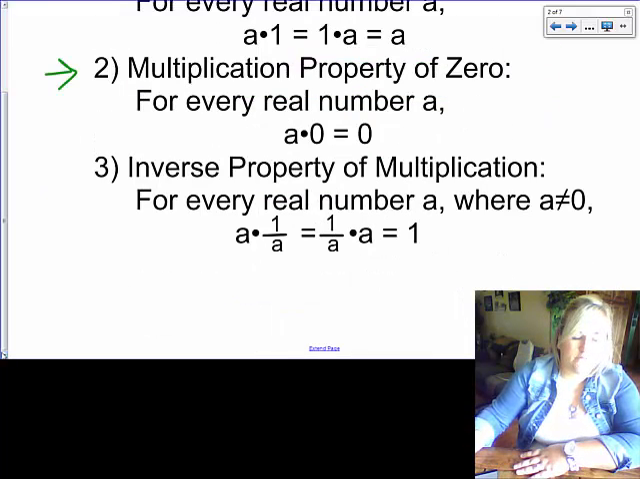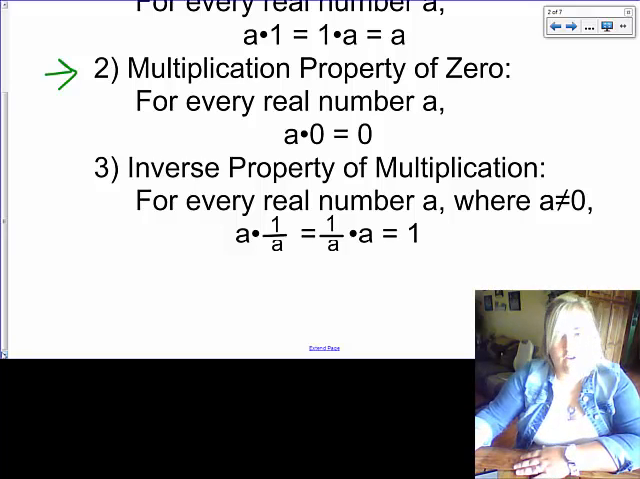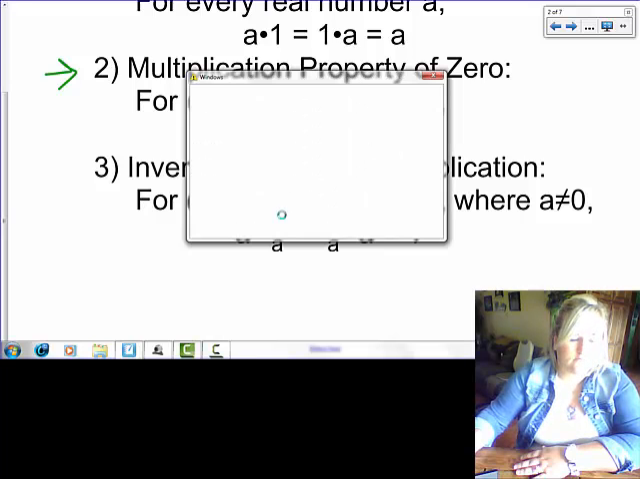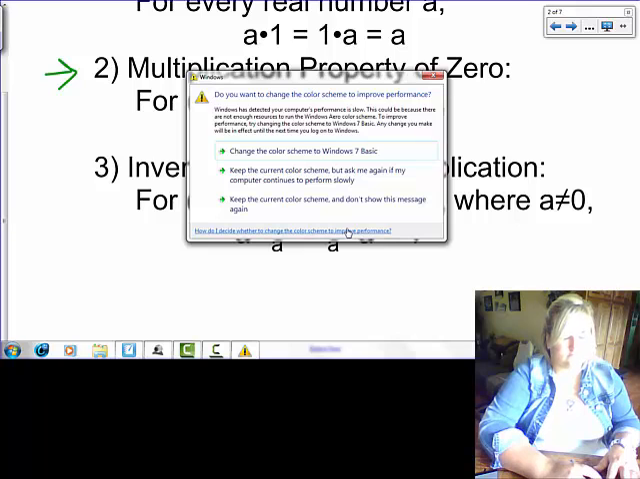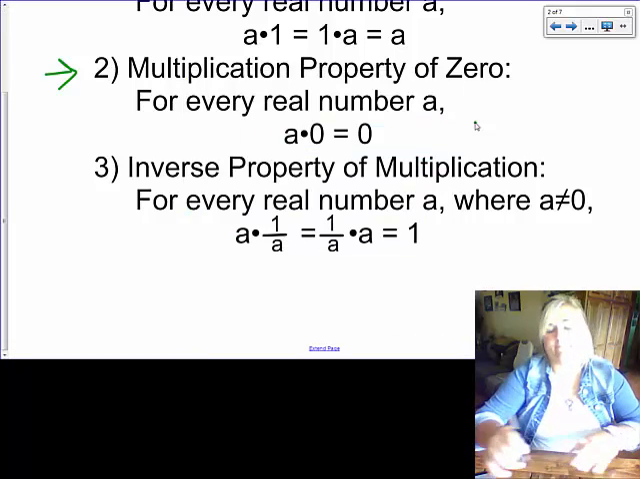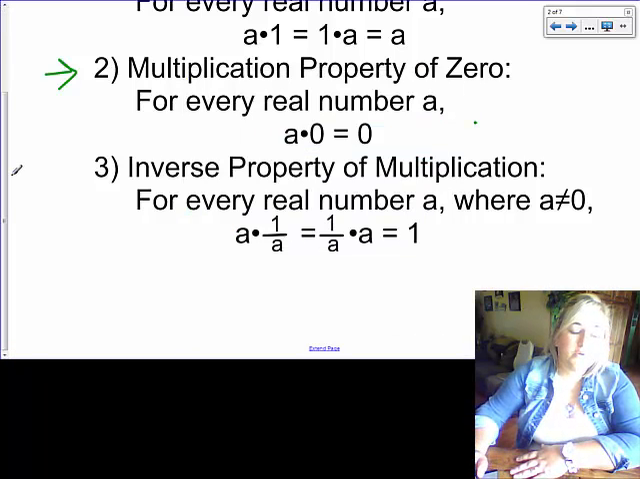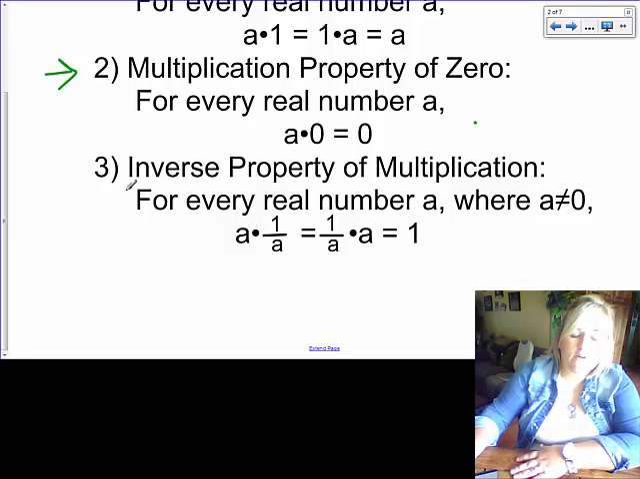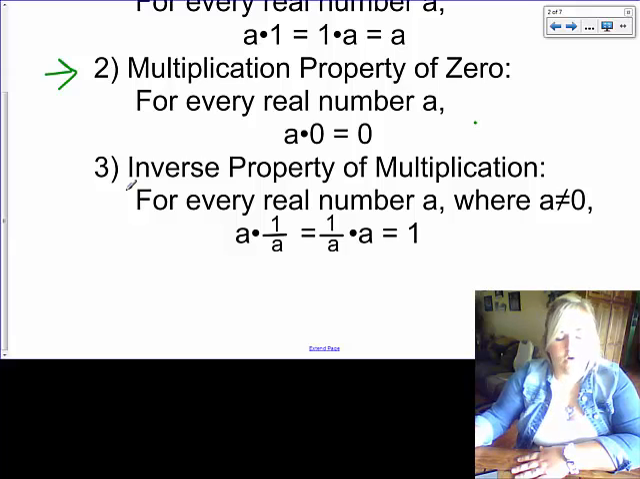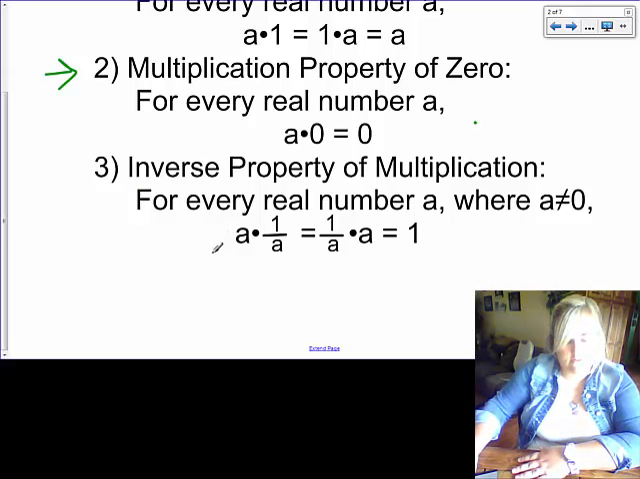Number 3, the inverse property of multiplication, which maybe at this point is the only one that you have possibly heard of before. For every real number a, where a is not equal to 0, a times its reciprocal equals its reciprocal times a, which equals 1. And I'm going to give you a concrete example of this one.